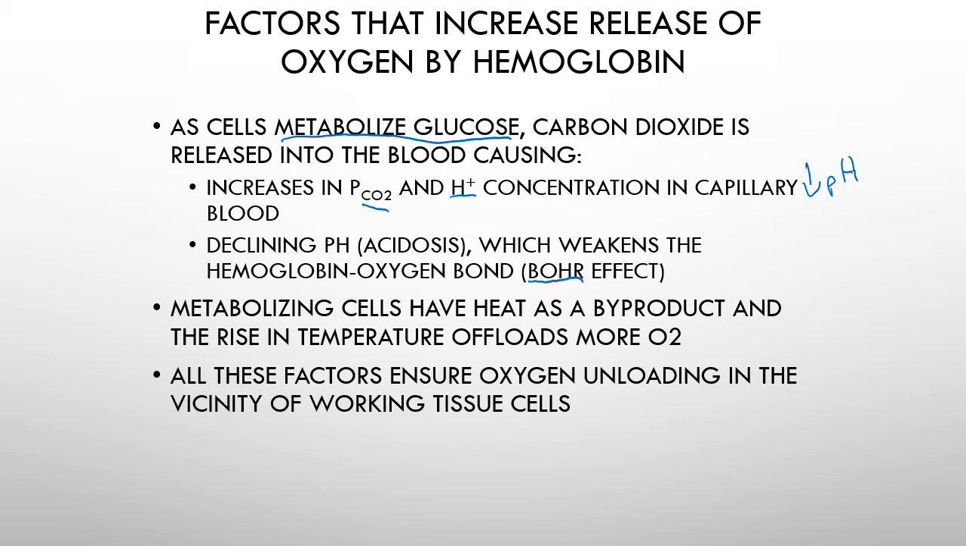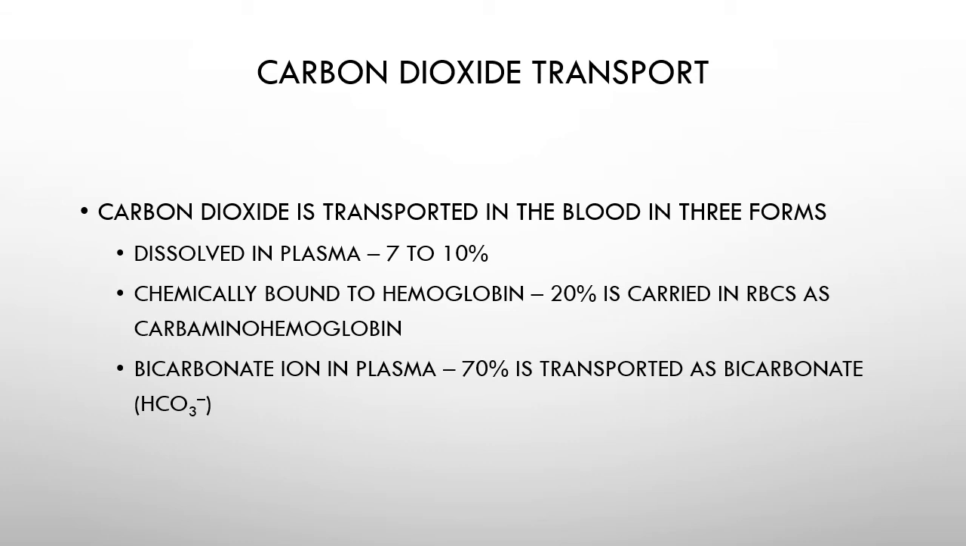And as metabolism goes on, as we break bonds, that gives off heat. So our temperature is going to start to rise in those particular tissues themselves as well. All of that leads to more and more oxygen unloading. And so we're going to dump it into the tissues because the tissues now have an increase in their metabolic rate.